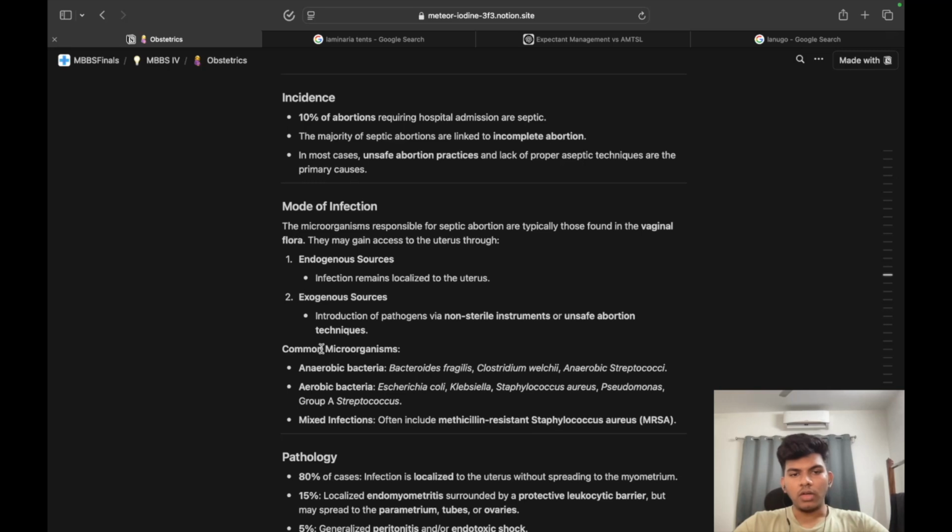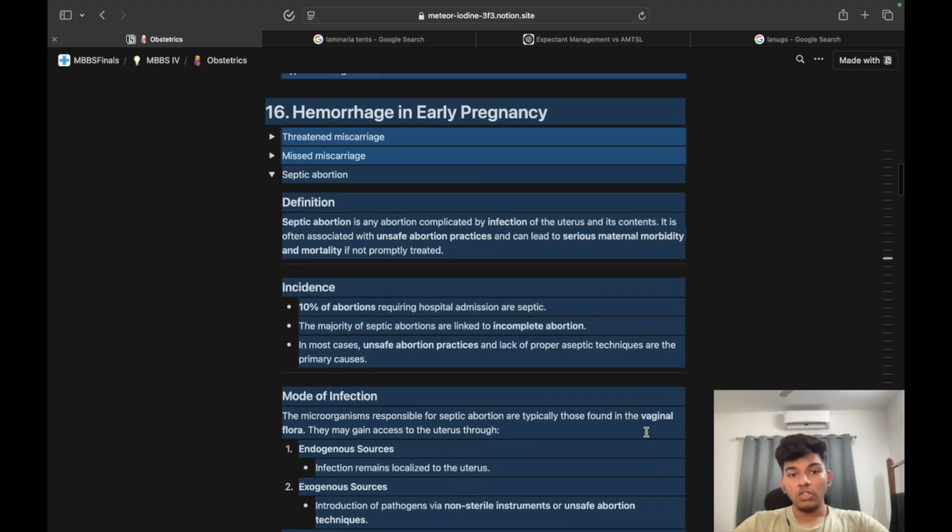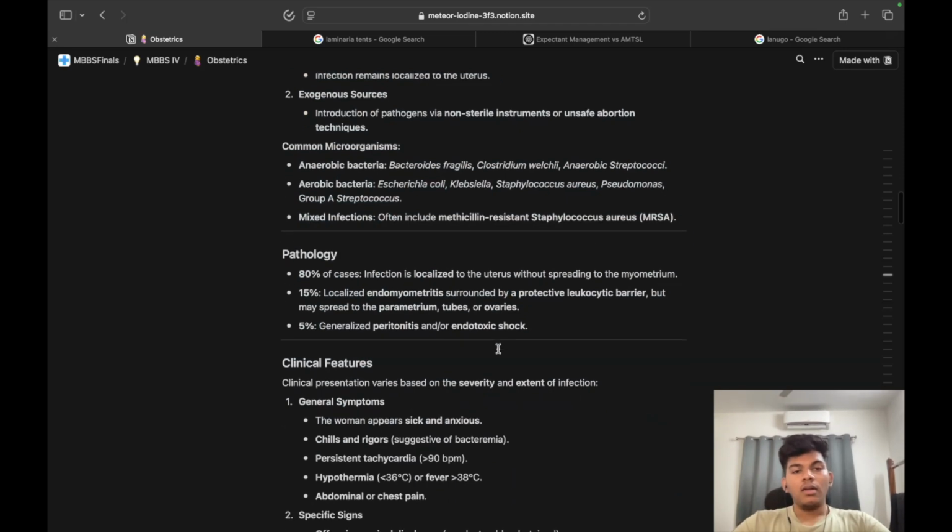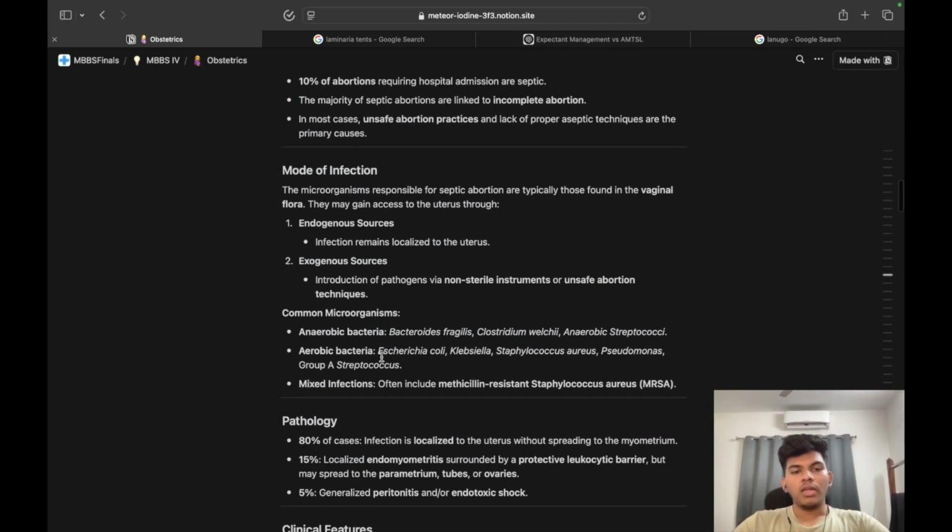What are the microorganisms that are involved? There are anaerobic, aerobic and mixed. Anaerobic: Bacteroides fragilis, Clostridium welchii, and anaerobic streptococci. Aerobic: E. coli, Klebsiella, Staph aureus, Pseudomonas and Group A strep. Mixed infections often include MRSA. So those are the organisms. I will repeat the most common ones: anaerobic, Bacteroides fragilis and Clostridium welchii; aerobic, E. coli, Klebsiella, Staph and Pseudomonas; mixed infection, MRSA.